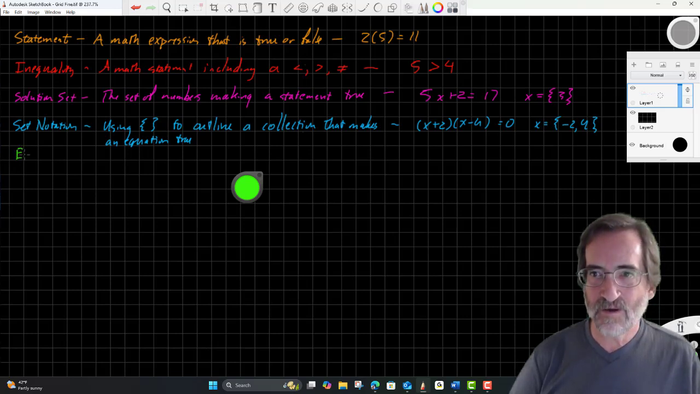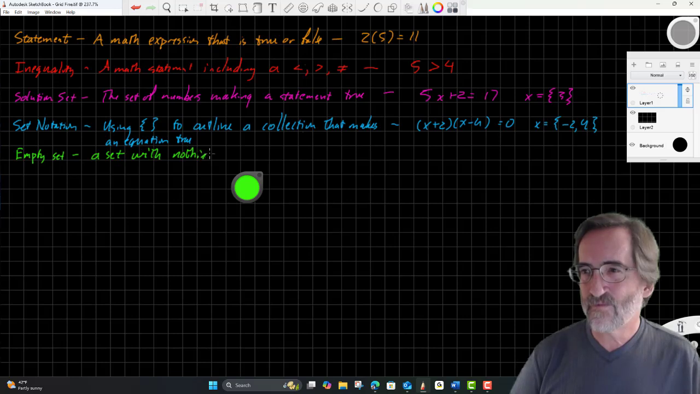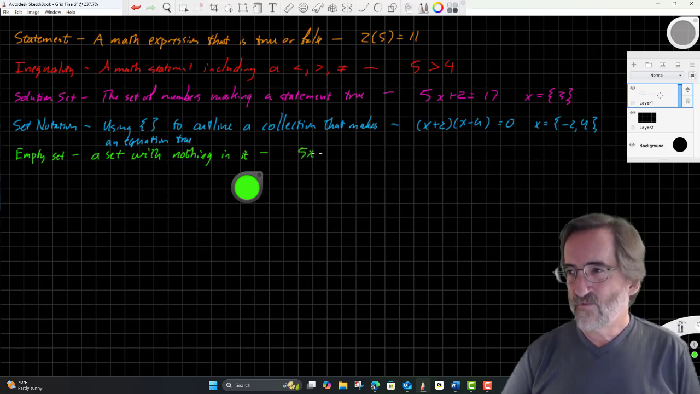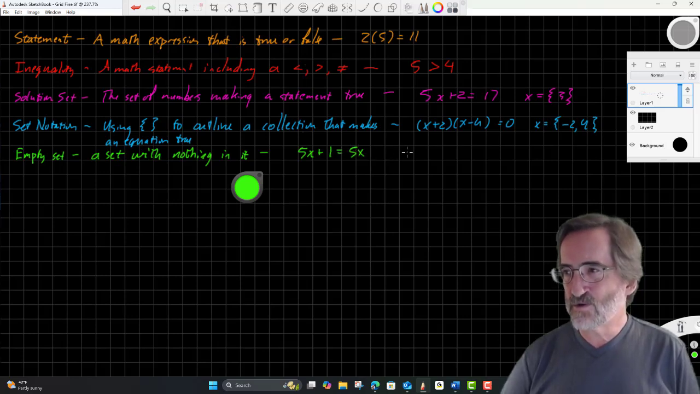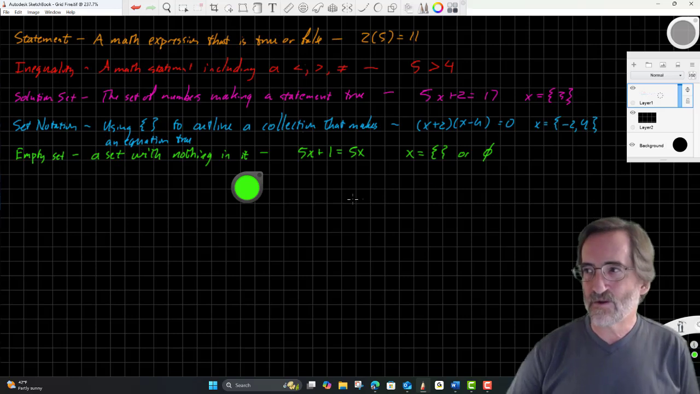Empty set. A set with nothing in it. For example, 5x plus 1 equals 5x has no solution, so the solution set is an empty set. Okay, we can do it that way, or we can do the Greek letter phi, a little circle with a slash through it.